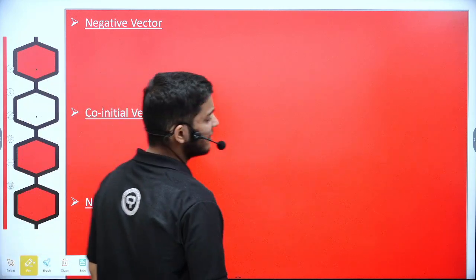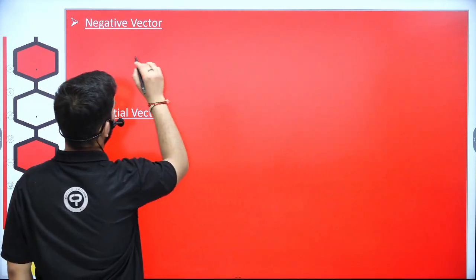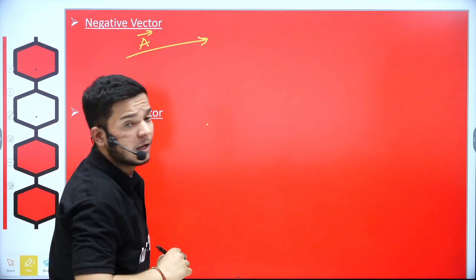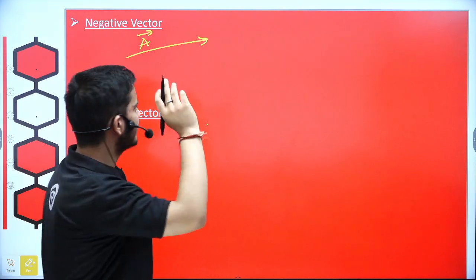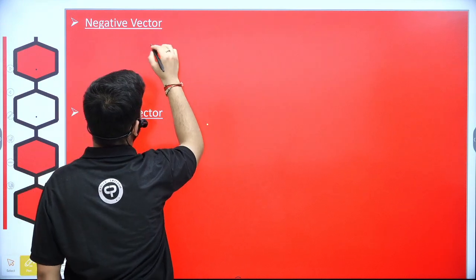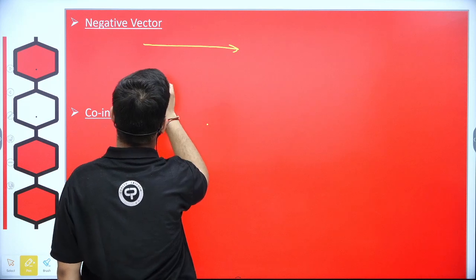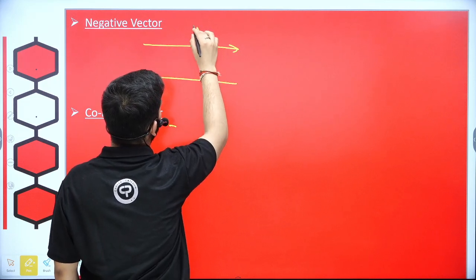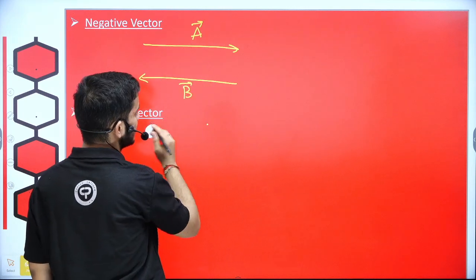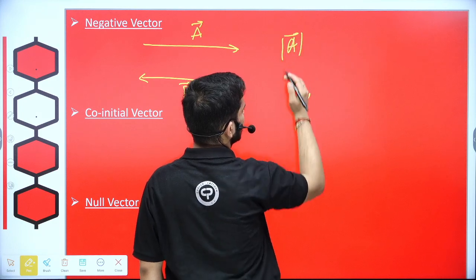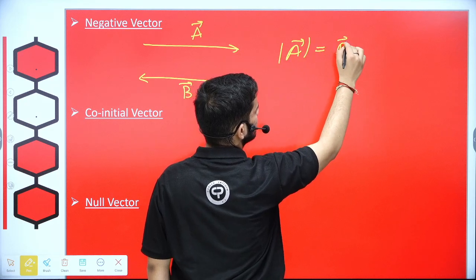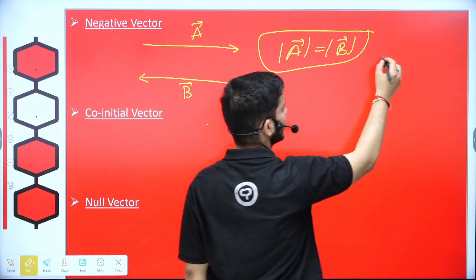Okay, so negative vector, this is very important. Let's take a vector A. Now let's take a same vector with the same value. Let's keep it horizontal. Suppose this is A vector and this is B vector, but in what direction? In the opposite direction. As we have discussed, their magnitudes are the same. Are you agreeing with this? But the directions are opposite.